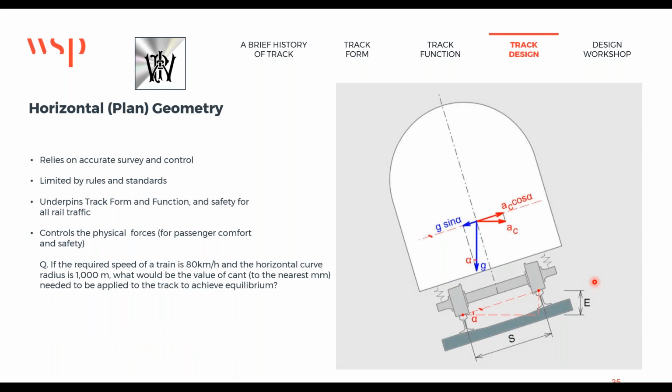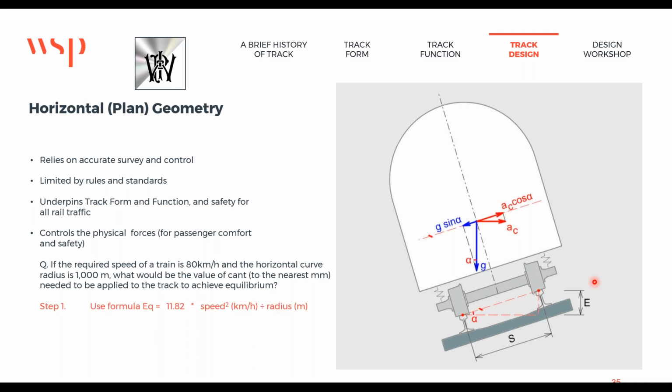So here's a question. If the required speed of a train is 80 kilometers an hour, and this is normally how we tackle the problem. Somebody says, I want the trains to go at this speed. And they've got to go around this curve. And that horizontal curve is 1,000 meter radius. What do you need to apply? In other words, the value of cant, if you wanted to achieve equilibrium. This is not what you would actually put down. This is the theoretical achieving of the equilibrium.